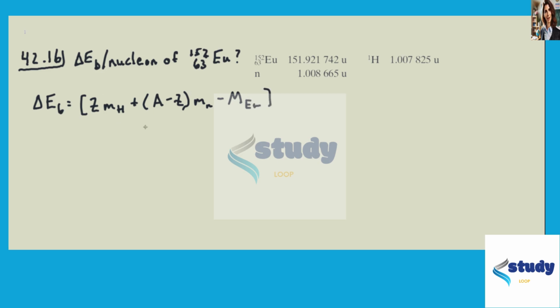This is the mass that you'd have if you just had a bunch of protons and neutrons all lying around without being bound to each other. And then the difference in that mass and the actual mass of the atom is going to be the binding energy when you multiply it by c squared.